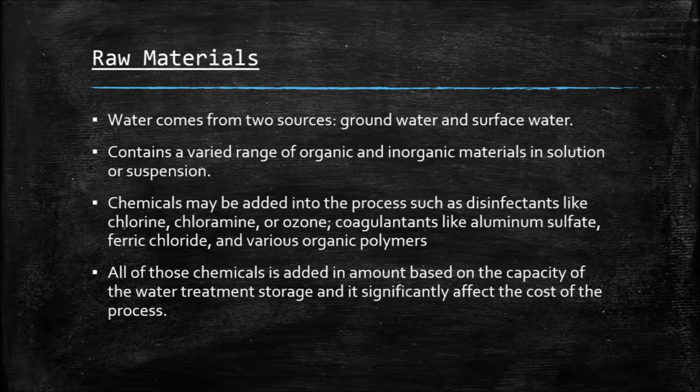Our raw material is water, which comes from two sources, which are groundwater and surface water. That water contains a varied range of organic and inorganic materials in solution or suspension. Chemicals may be added into the processes, such as disinfectants like chlorine, chloramine, or ozone, coagulants like aluminum sulfate, ferric chloride, and also various organic polymers. All of those chemicals are added in amounts based on the capacity of the water treatment storage, and it significantly affects the cost of the process.